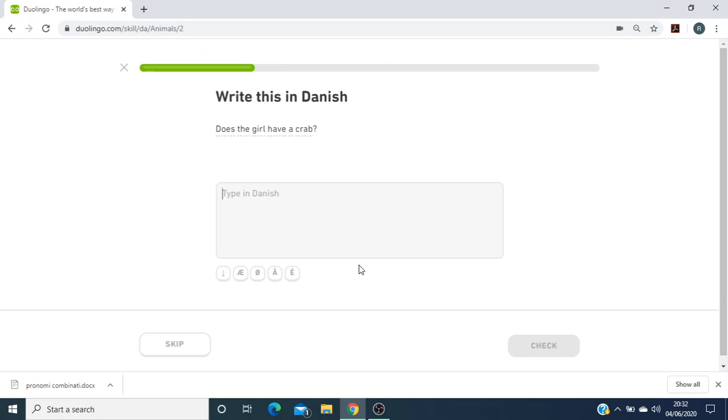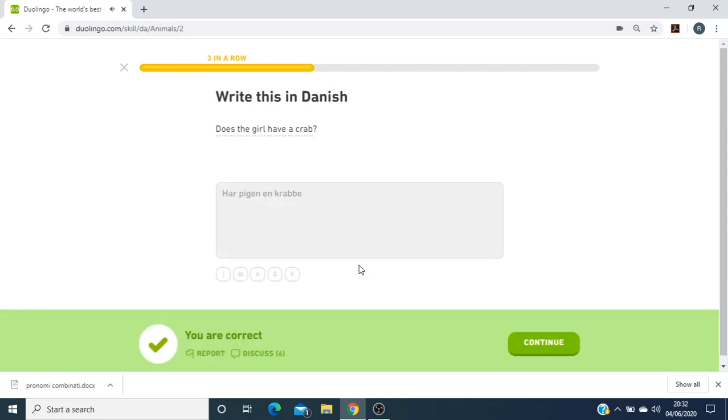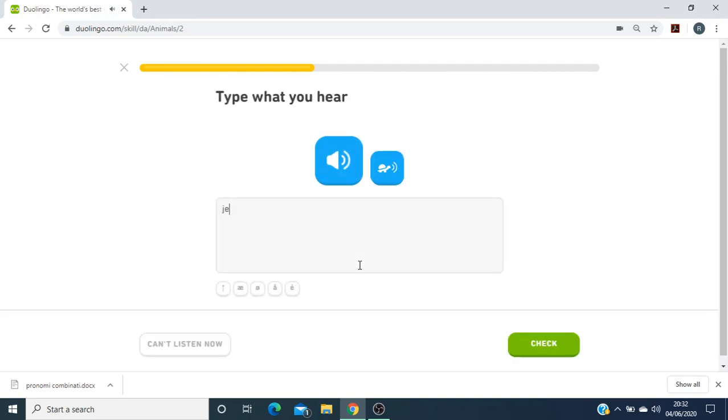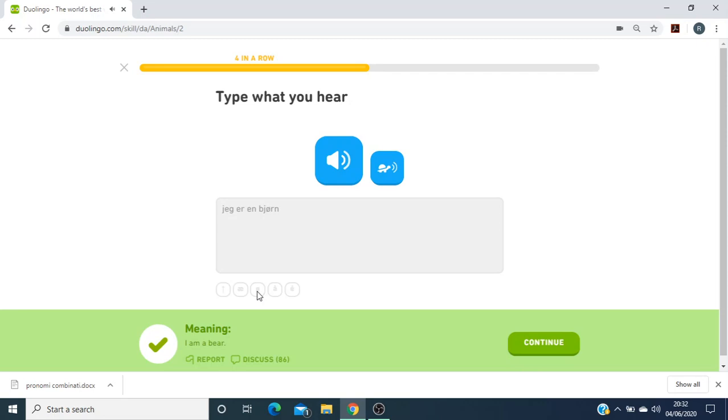Does the girl have a crab? Har pigen en krabbe. Oops, too many B's. Har pigen en krabbe. If she does, she should go to the doctor. Jeg er en bjørn. So bjørn is a bear. Oh, Björn's also quite a common Scandinavian name. So just interesting that they're basically called bear.